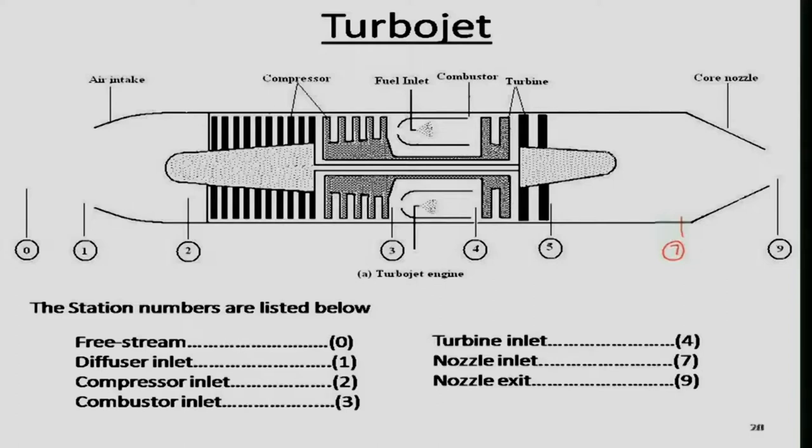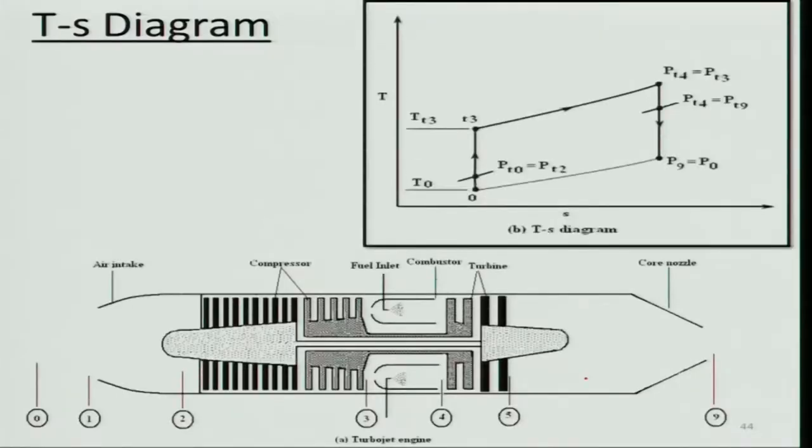Now we will be looking at how the process looks in a TS diagram. So if you look at this process, it is basically compression in the air intake, and this is your compressor, right? And this is your combustion chamber, constant pressure heat addition, and this portion is your expansion in the turbine, and this is in your nozzle.